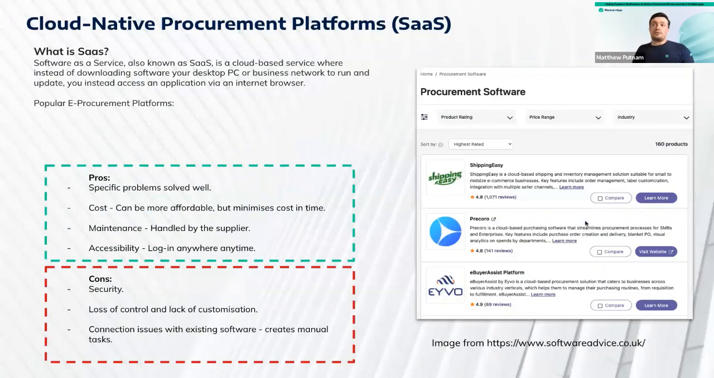The next option, the one that most likely is more common for everyone on the call today, is cloud native procurement platforms, or SaaS. If anyone's not familiar with what SaaS is, it's software as a service. It's software that you can access via your internet browser versus actually having to download something onto your desktop. And the nice thing is there's a lot of choice.